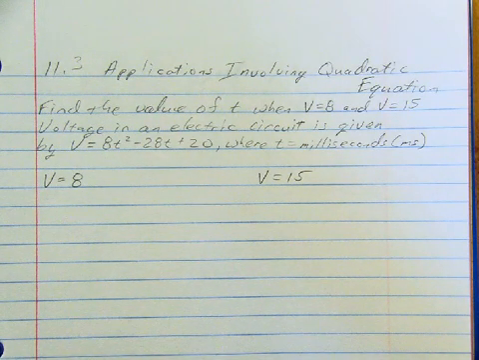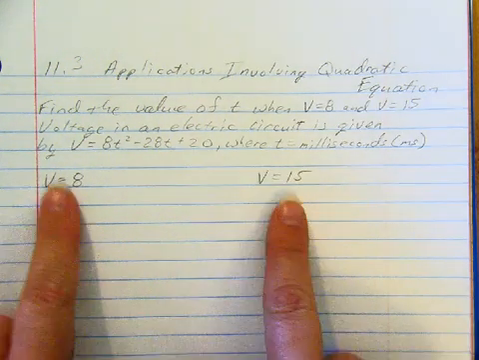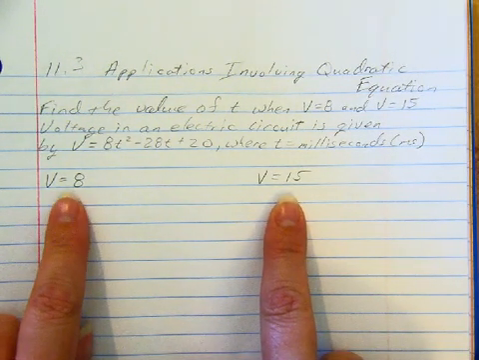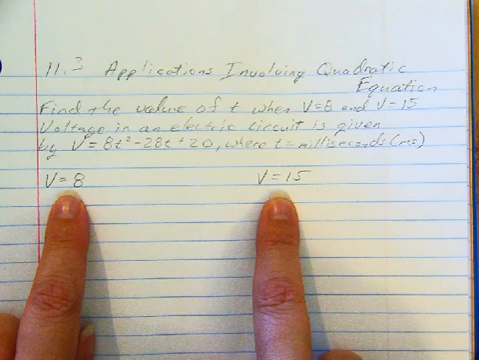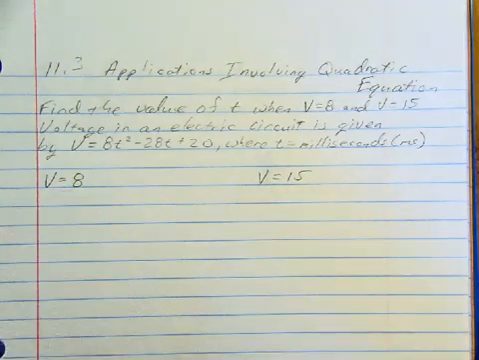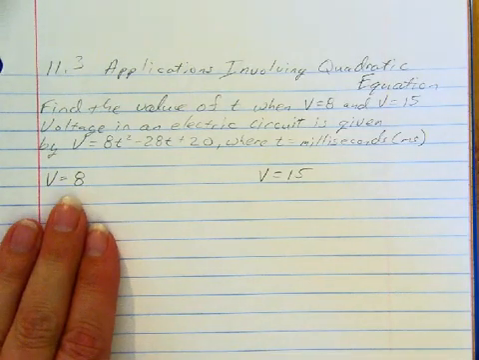The voltage in an electric circuit is given by the equation v equals 8t squared minus 28t plus 20, where t is milliseconds. Okay, so t is time, and that is counted in milliseconds. So we're going to be using our quadratic equation two different times. So one time when v is 8 and one time when v is 15. Okay, so we're going to start with v equaling 8.